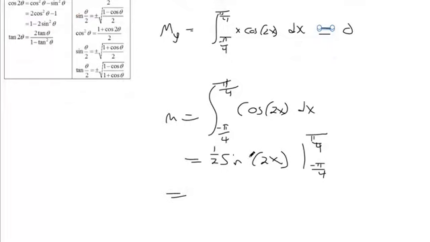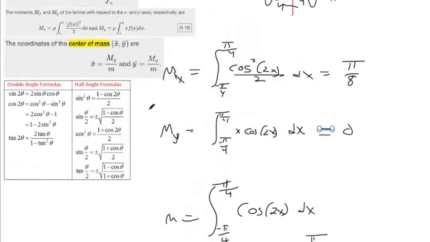And then if we evaluate that from pi over 4 to negative pi over 4, sine of 2 times pi over 4, that's pi over 2. So sine of pi over 2 is 1. We're going to subtract that by what happens when we plug in negative pi over 4. So 2 times negative pi over 4 is negative pi over 2. Sine of negative pi over 2 is negative 1. So this is 2. 2 times 1/2 is 1.